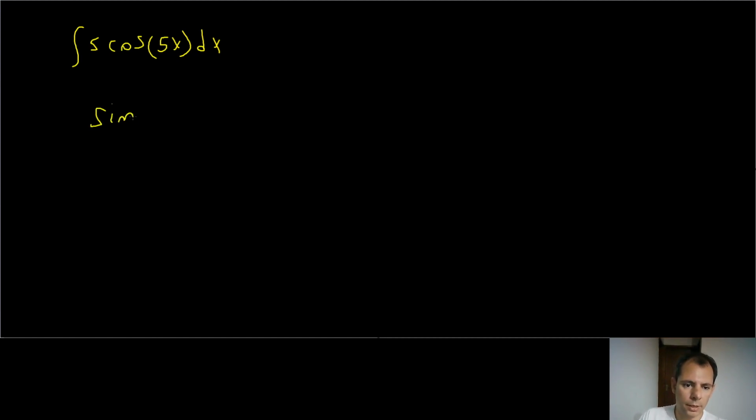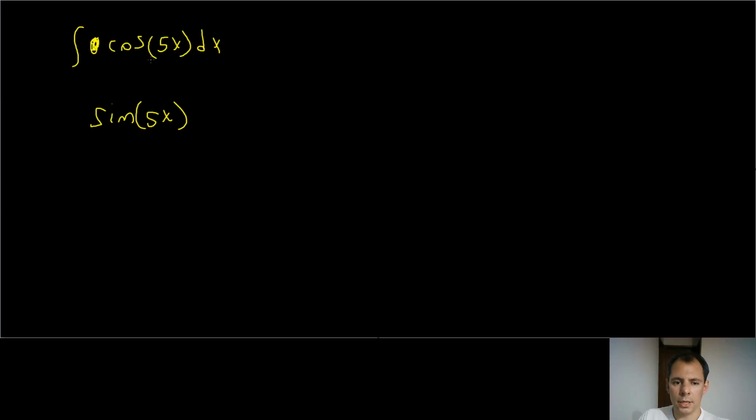It's going to be sine of 5x divided by the derivative of the inner function, which is 5. But you already have a 5 multiplying in here, so you're done. Okay, now let's just say that you did not have this 5 in here. Now let's do it again.